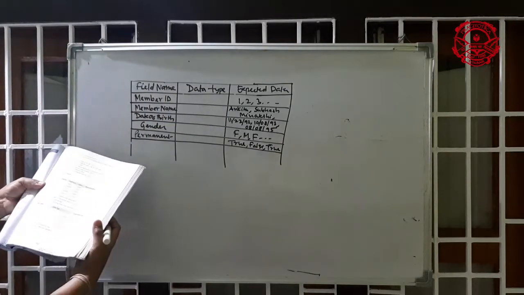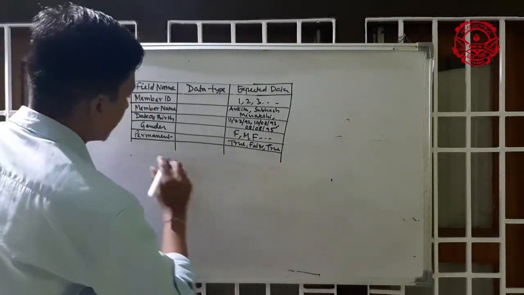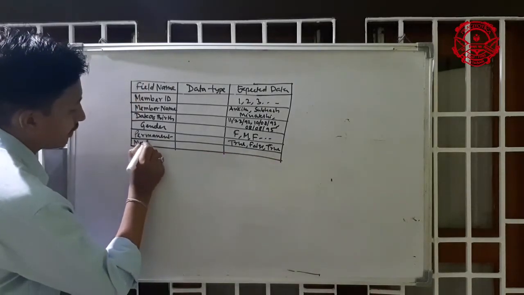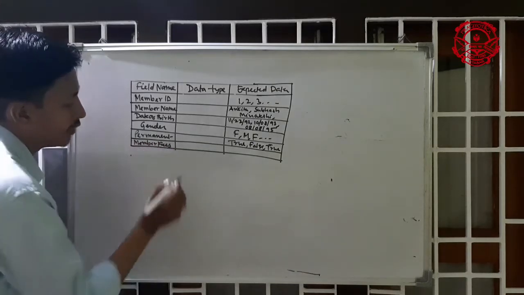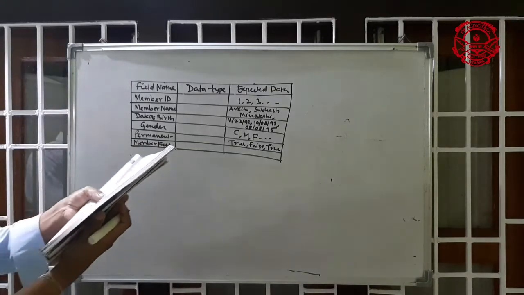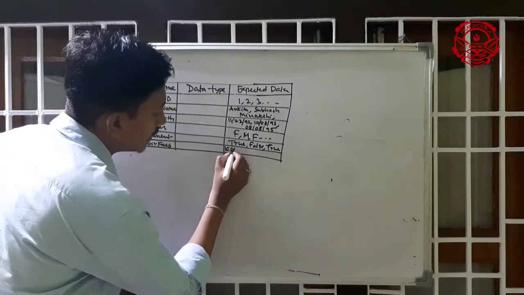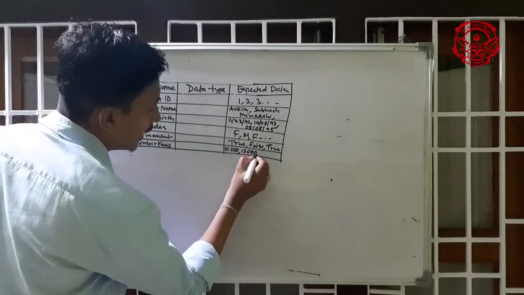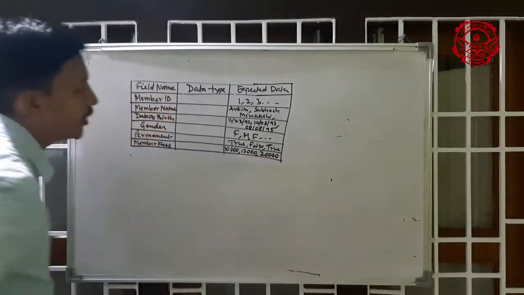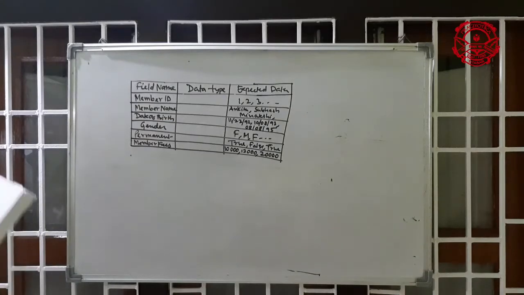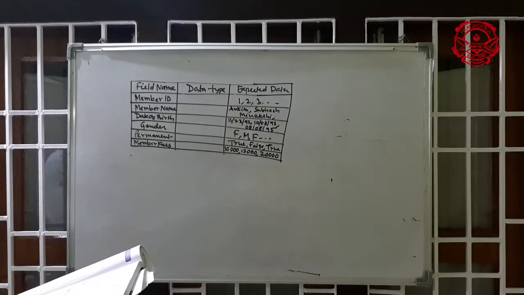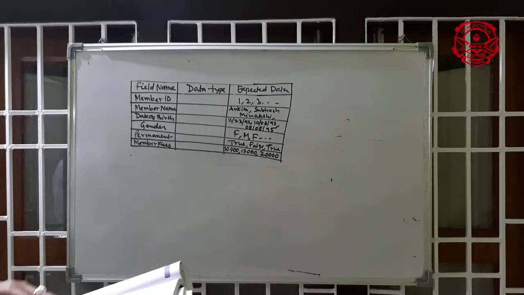Okay. The last one is member fees, and expected is 10,000, 12,000 and 20,000. Okay, this is the table given here. Now the question is suggest suitable data types for the following fields in the member table. The expected data in the field is also shown.